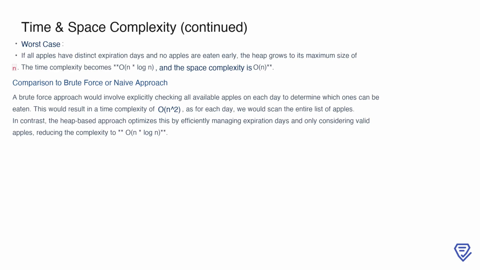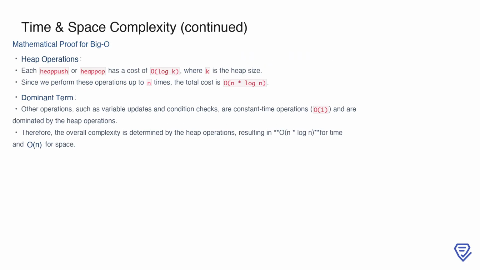Comparing this to a brute force or naive approach highlights why the heap-based solution is more efficient. A naive method would involve scanning the entire list of apples each day to determine which ones can be eaten. This would result in a time complexity of O(n²), as for each day, we iterate over the entire list. In contrast, the heap-based solution efficiently manages expiration days and valid apples, reducing the time complexity to O(n * log n), while keeping space usage reasonable. Finally, let's solidify our understanding of the algorithm's big O notation.